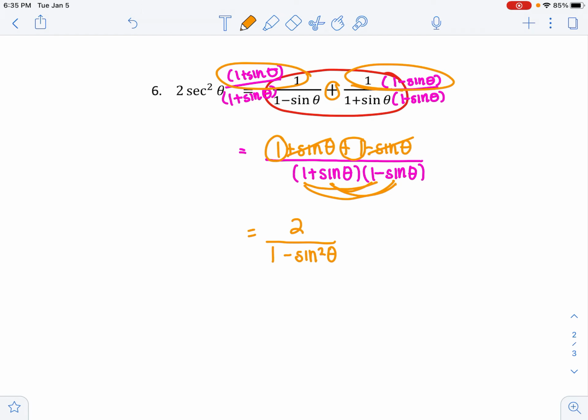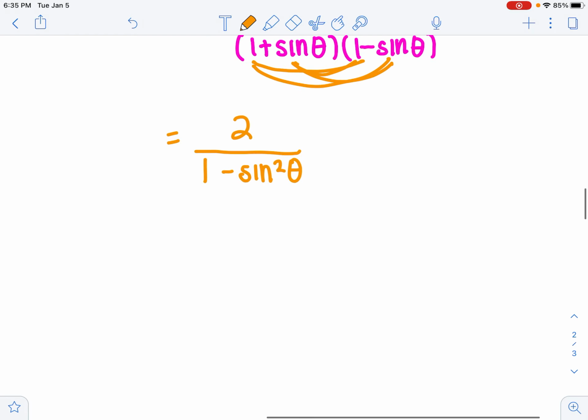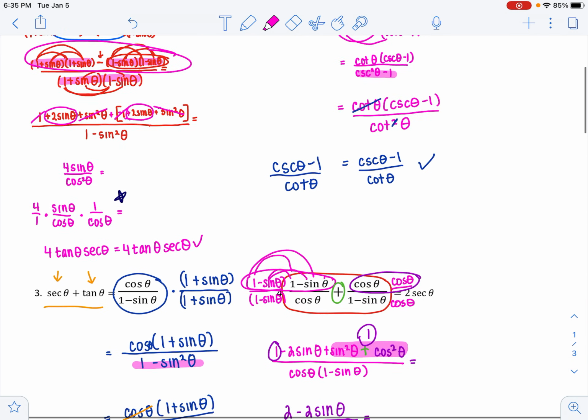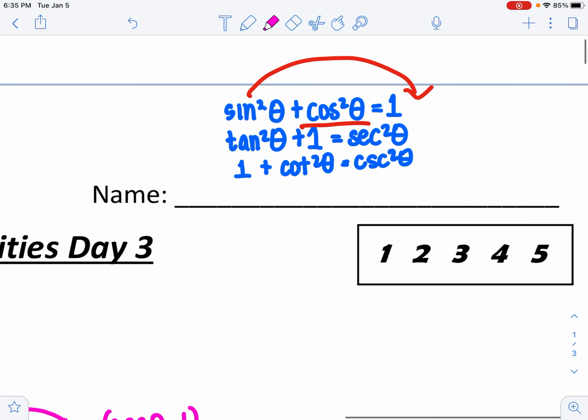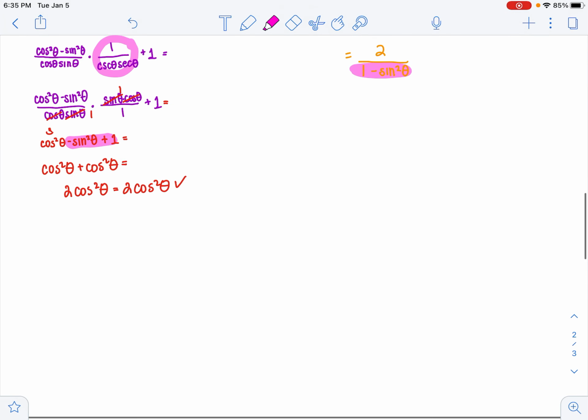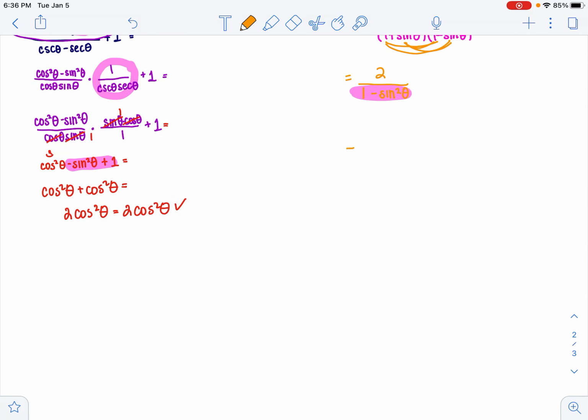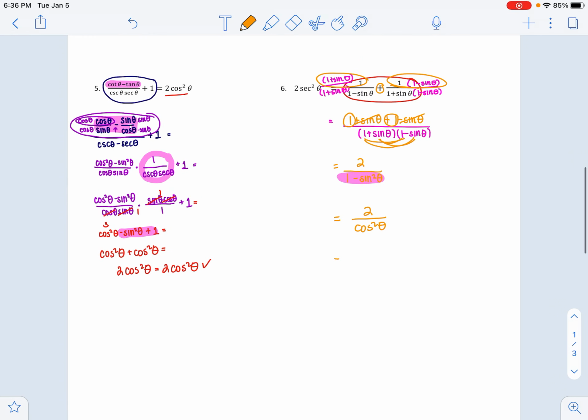Now, once again, you're trying to get secant squared, which is 1 over cosine squared. That means that I have to get rid of this. So I say, what can I replace 1 minus sine squared with? Come back up here. 1 minus sine squared would be cosine squared. We use that a lot, notice so far. So 2 over cosine squared. And then once again, my goal is to get 2 secant squared, which this is the same thing as 2 secant squared of theta.